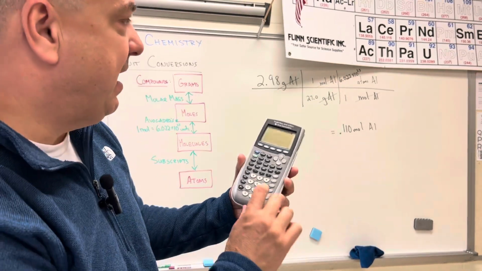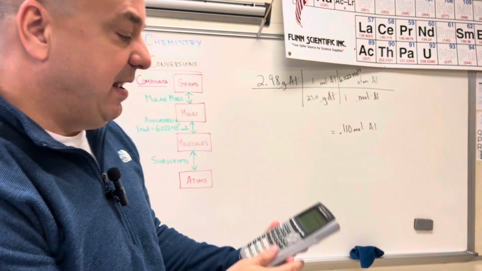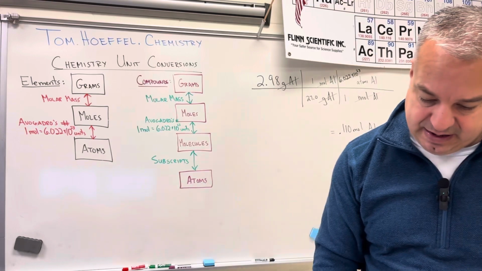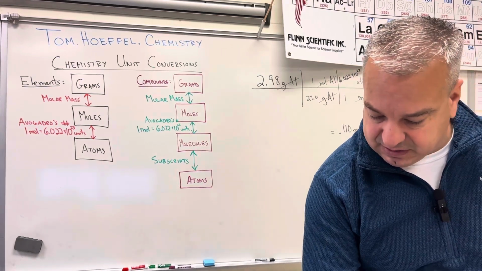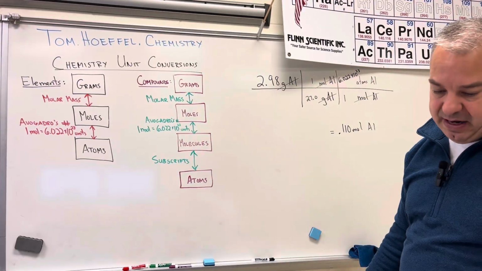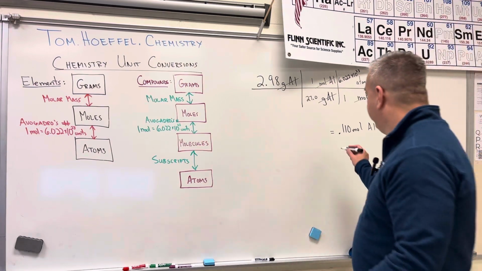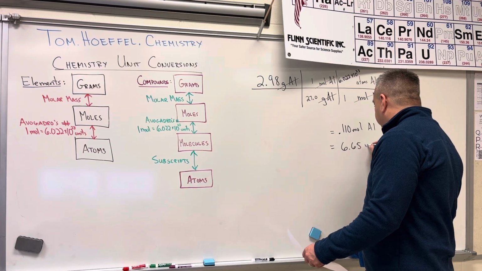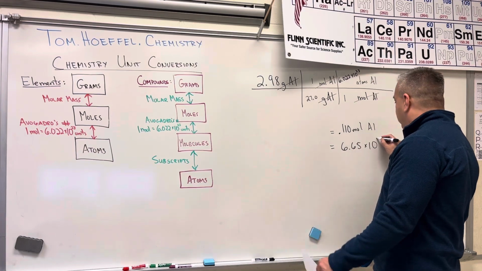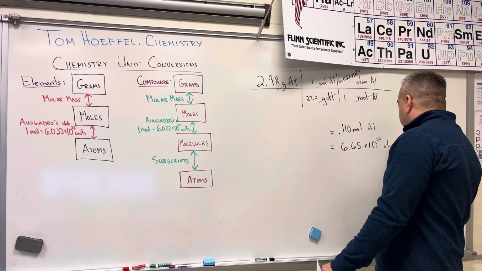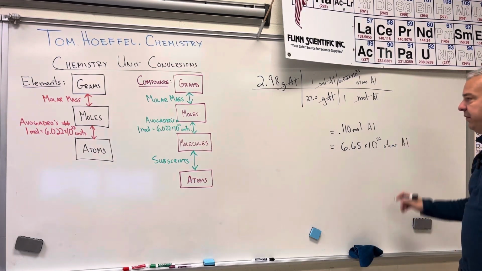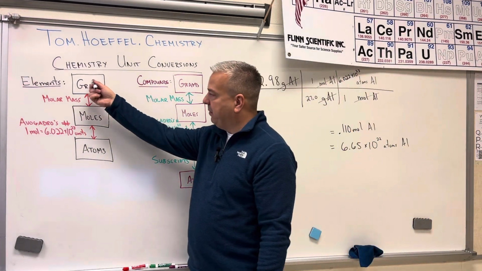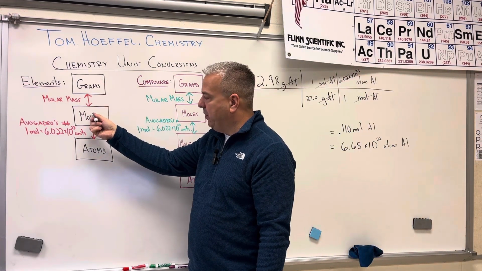Okay, I'm going to take that out to the 23rd power. Okay, and when I enter that number, 2.98 divided by 27 times 6.022 times 10 to the 23rd, to 3 sig figs, that's going to come out to be 6.65 times 10 to the 22nd atoms of aluminum.